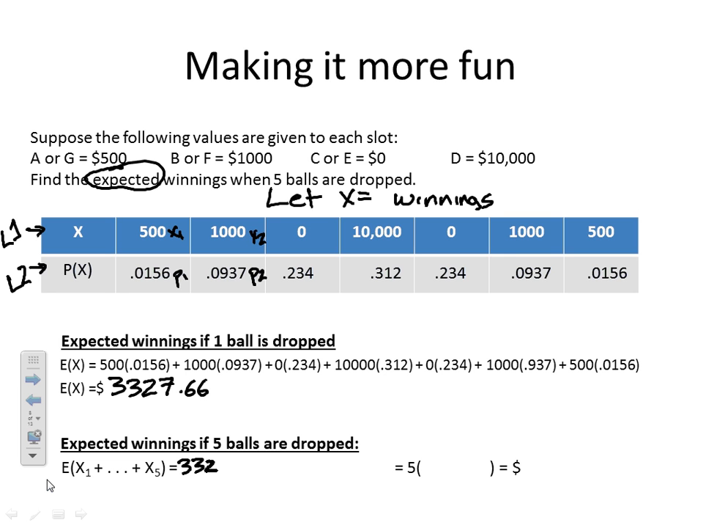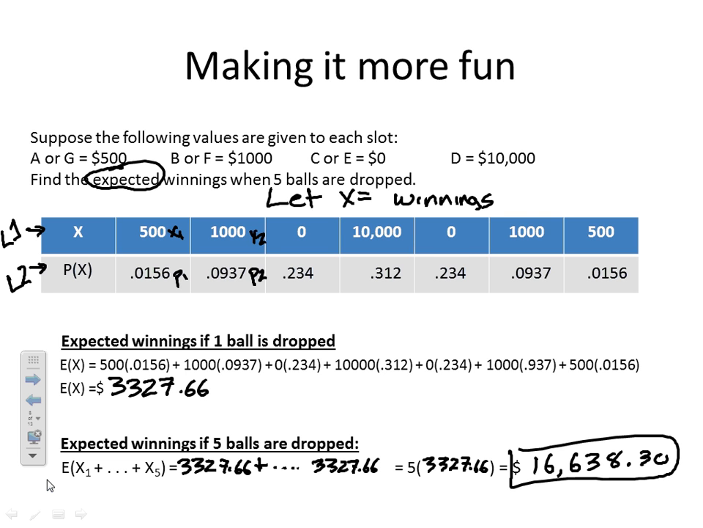So 33, 27, 66 plus 33, 27, 66. Well, there are 5 of those. So really, we could have just multiplied those together. 5 times 33, 27, 66. So if someone plays Plinko, their expected winnings, $16,638.30. Not a bad day's work right there.